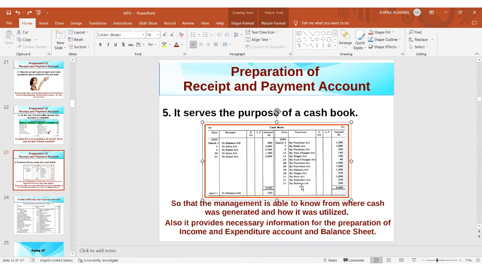And we prepare the cash book also so that the management people can know from where the cash is coming and for which all purposes we are making the payment, right? So ultimately, your receipts and payments account is also going to provide you information for the preparation of your income and expenditure account as well as your balance sheet.